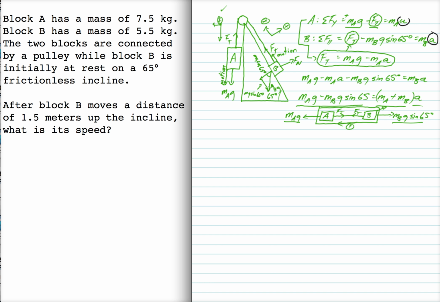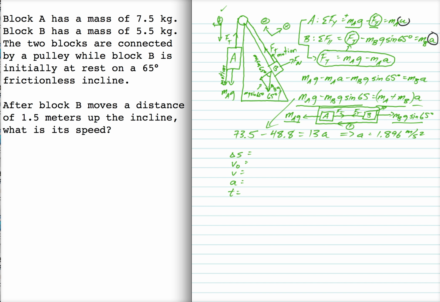Anyway, taking this equation and plugging in the numbers for what I know, there's MAG, here's MBG sine 65, that's equal to the combined mass 13 times A, so that gives me an acceleration of 1.896 meters per second squared. Right, now it wants to know the final velocity of the system, so I can solve that using my basically chapter 2 methods.